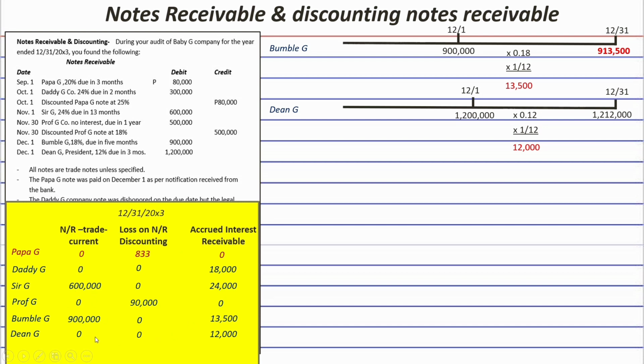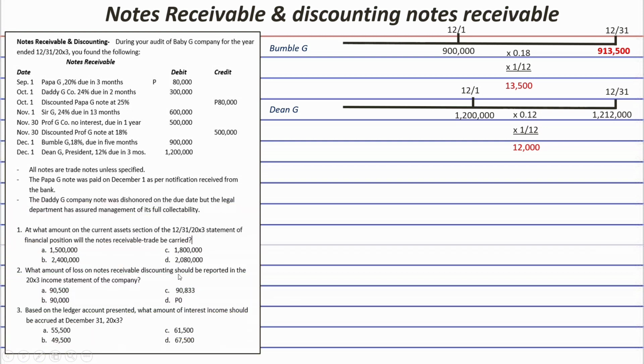So the current notes receivable trade, if we total this, we have 1.5 million. And then the loss on discounting is 90,833. And if we add this all up, we have an interest receivable of 67,500. Which means that the answer for these three questions right here are letter A, C, and D. And that's it for the comprehensive problem solving.